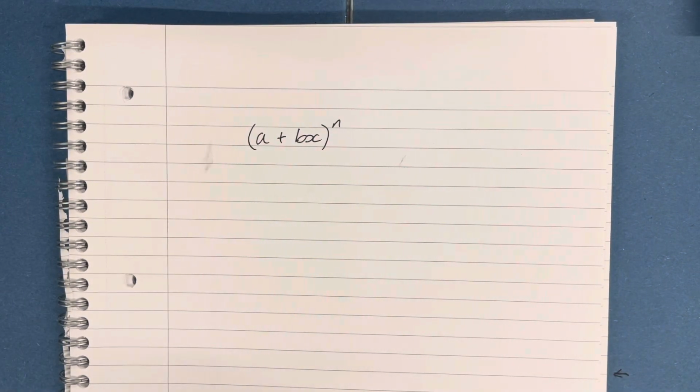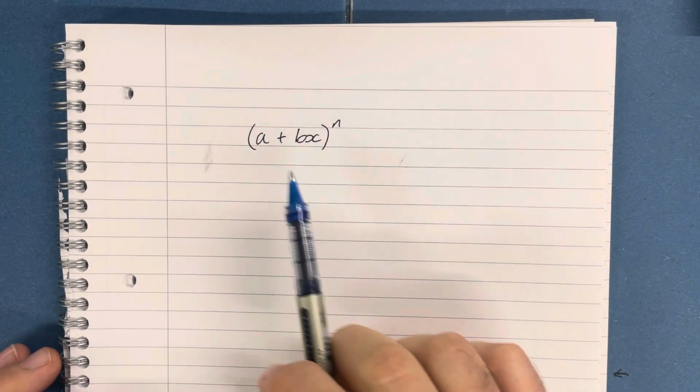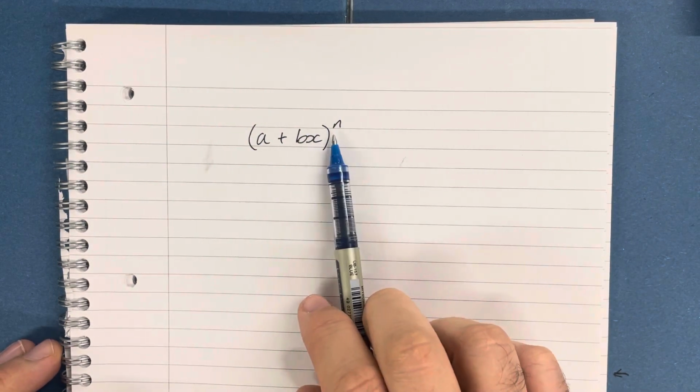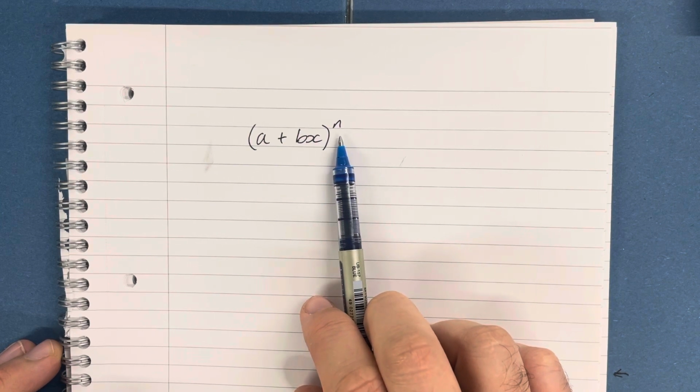Okay, video on year 13 binomial expansions. Last year in year 12 we looked at how to expand brackets that look like this, but we only looked at cases when n was a positive integer.